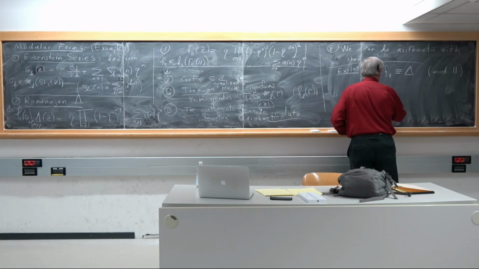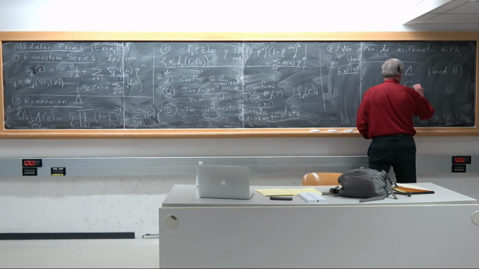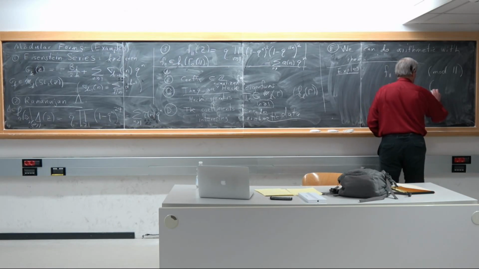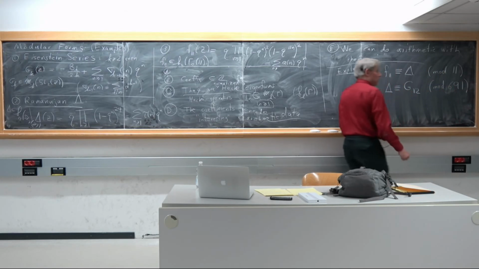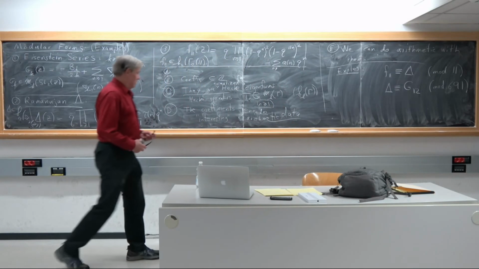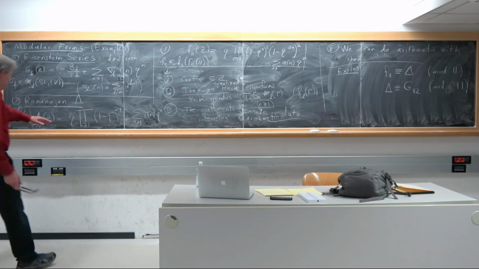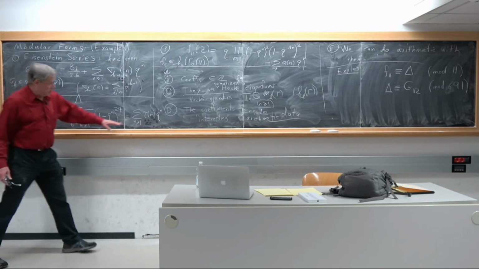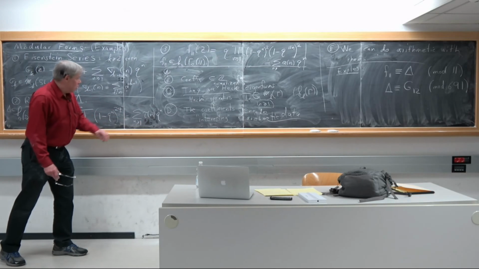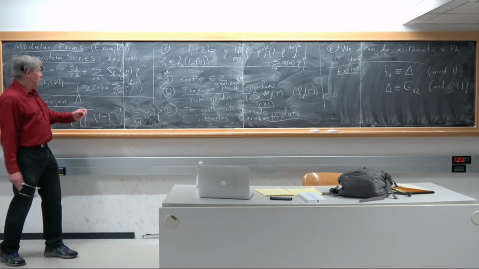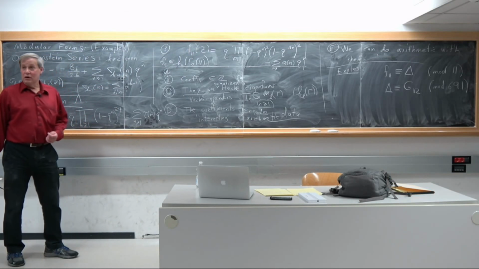Here's another one that's not so clear. Delta is congruent to G12 modulo 691. Okay, this is one that Ramanujan noticed. Don't ask me how he noticed it. I don't know. But if you take this thing, multiply it out, and mod out by 691, tau of n is congruent modulo 691 to the sum of the 11th powers of the divisors of n.